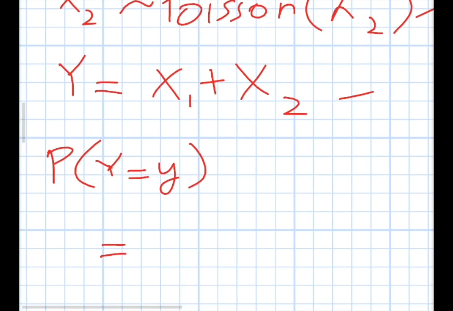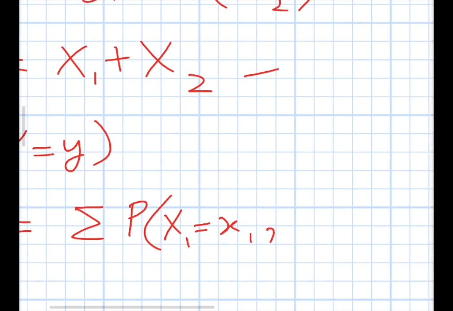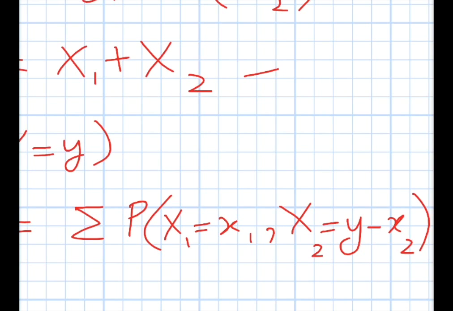So this is equal to the sum, and we will see the index of summation later, of P(X1 = x1 and X2 = y minus x1). Now we know that a Poisson random variable goes from 0 to infinity, so x1 should start from 0. But what is the maximum value of x1? Now x2 can also not be negative, right? So then the maximum value of x1 should be just y.